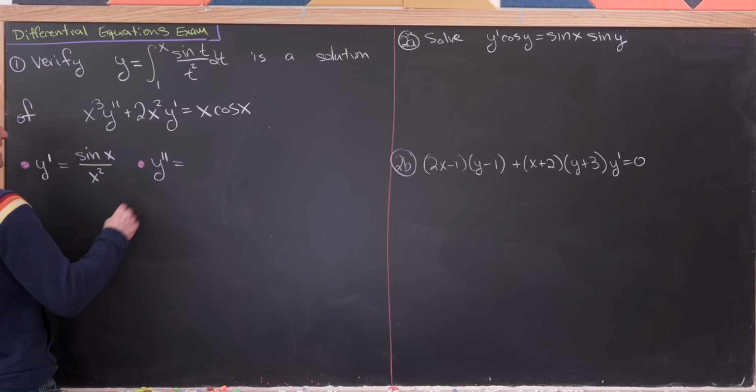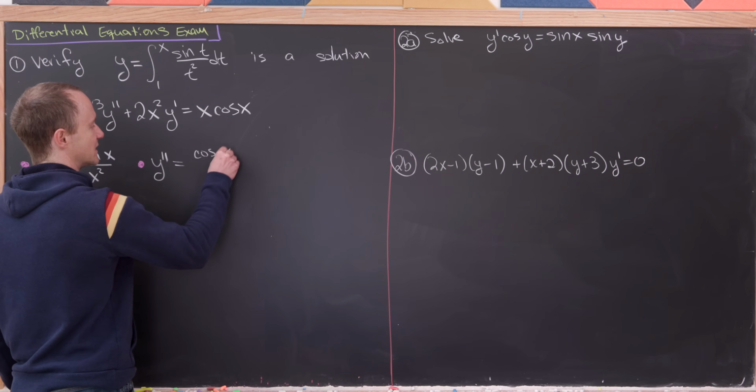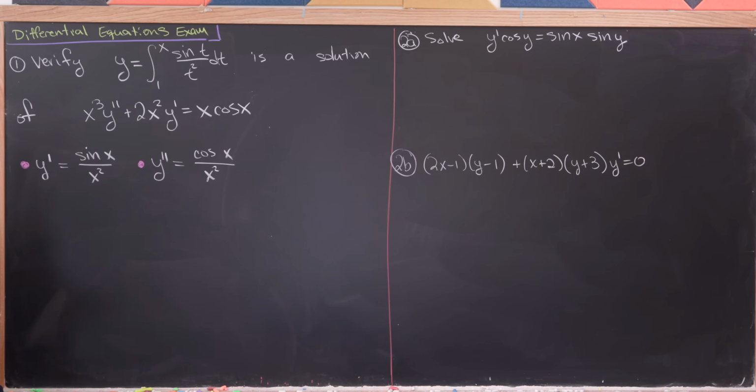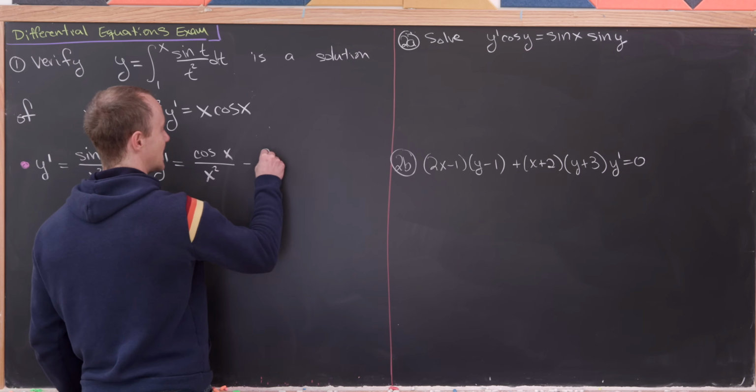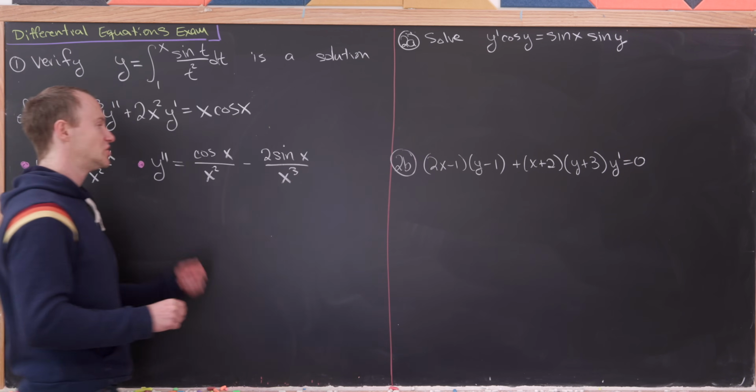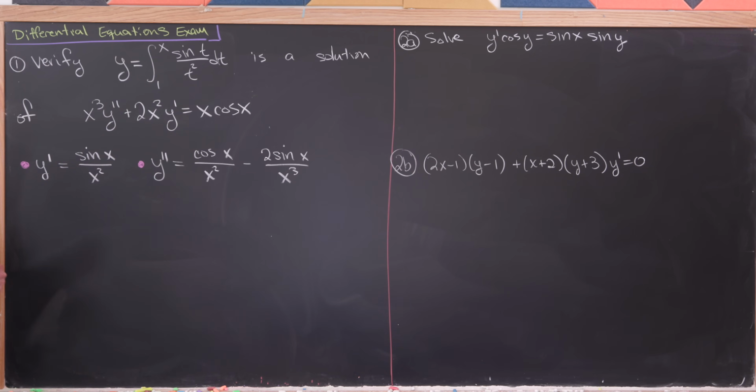So the derivative of sine of x is cosine of x. That's going to give us cosine of x over x squared. The derivative of 1 over x squared is negative 2 over x cubed. That'll give us minus 2 times sine of x over x cubed. Could you use the quotient rule here? Well, of course you could, but I think it's simpler to do it this way.